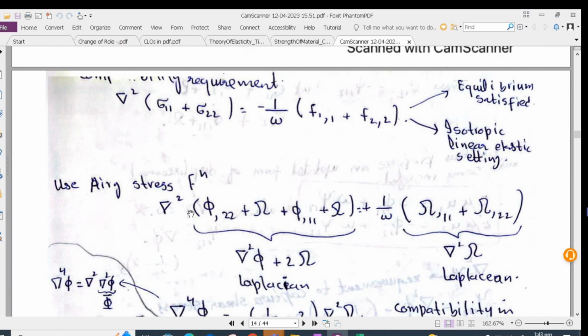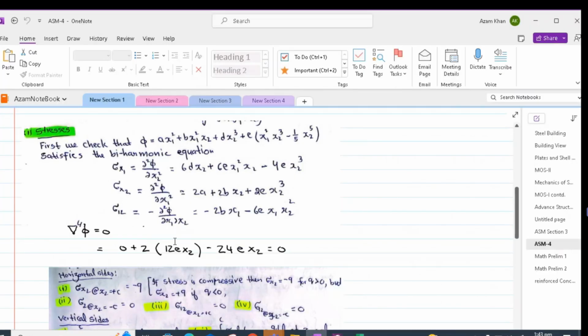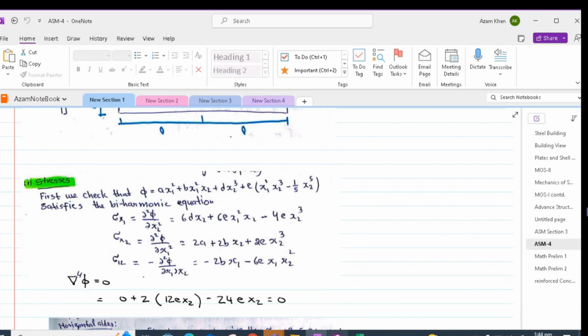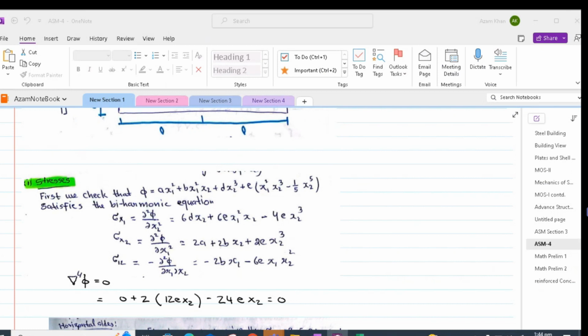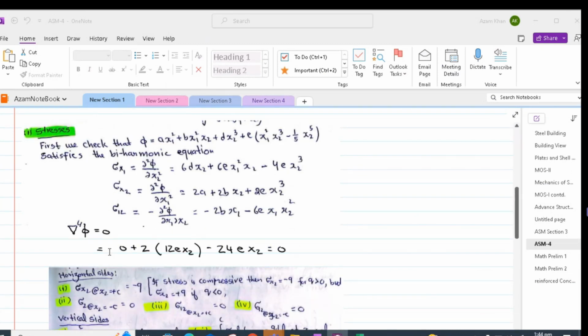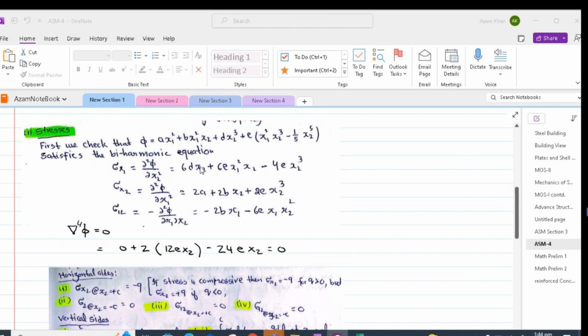Using the Airy stress function, we determine our compatibility equation. In this problem, we assume that the body force is equal to 0. Hence, the right-hand side having inverted delta square omega would be equal to 0. So from this, we can see that delta 4 phi equal to 0 is satisfied. Now we will apply the boundary conditions to find out these unknown constants.